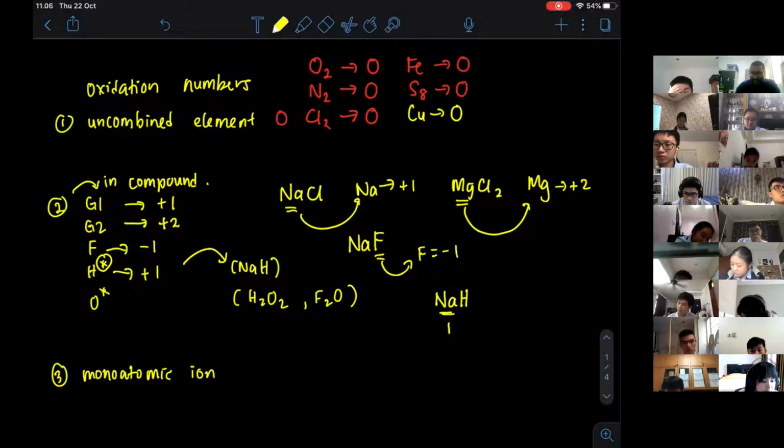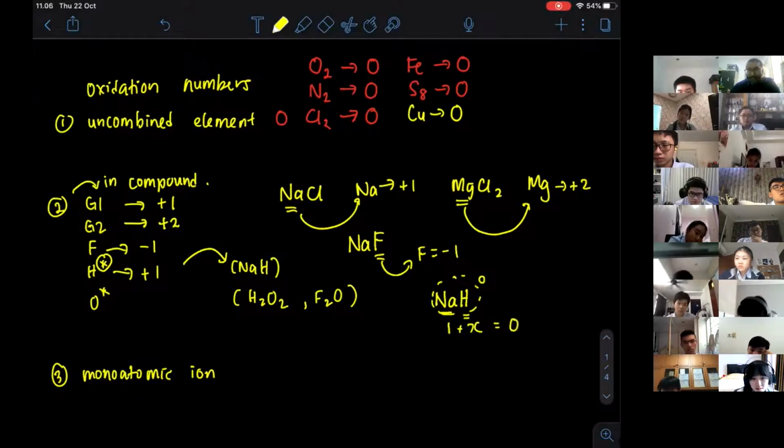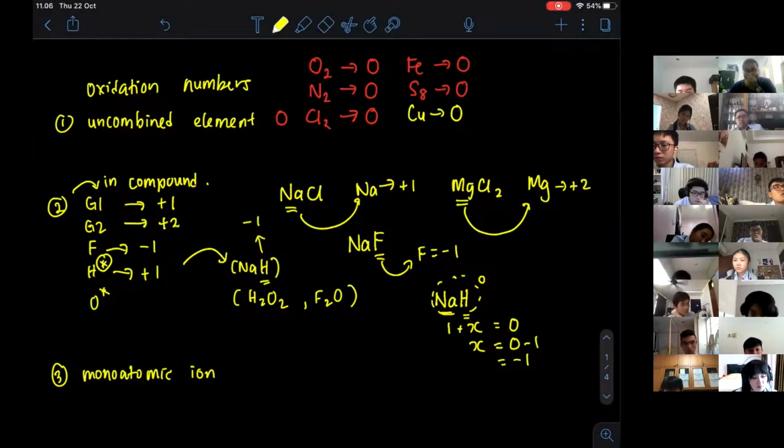So if I want to find the oxidation number of this, how to find? There is a method. You can put it as X. And then the overall charge, this entire charge is 0. So put equals to 0. And you will see X is going to be 0 minus 1, which is -1. So only in this NaH, H itself, the oxidation number is -1. Some exceptions.